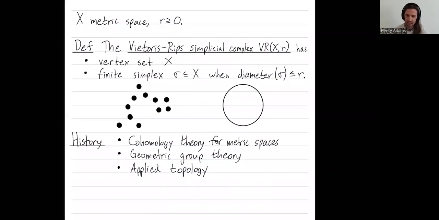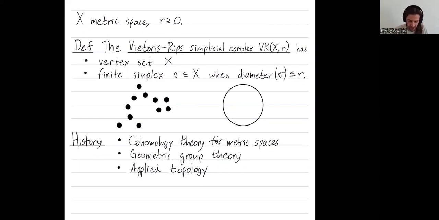So the vertex set of the simplicial complex is every point in our metric space. So here on the left is a metric space with 12 points. And every point in this metric space is now just a vertex in our simplicial complex. Maybe I have the planar metric on this set of points. Then you have a finite simplex included in your simplicial complex when the diameter of that simplex is at most your scale. And the diameter of a simplex is just the length of the longest edge.